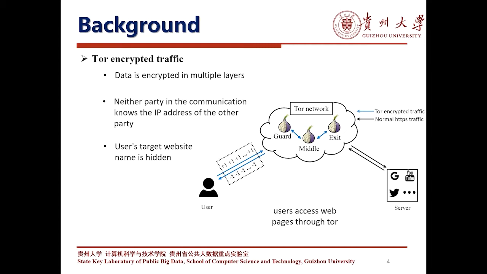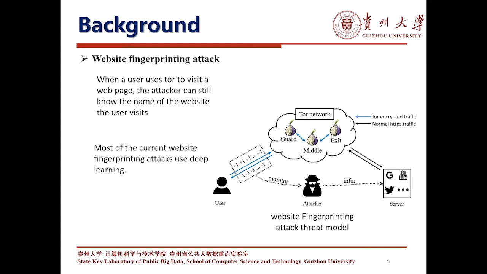Therefore, we do not extract features related to the length of the packet, but only use the direction of the packet. But can this really completely prevent the leakage of user information? As shown in the figure, for Tor, the attacker can also infer the website name visited by the user by collecting Tor traffic between the user and the entry node. This is the website fingerprinting attack.